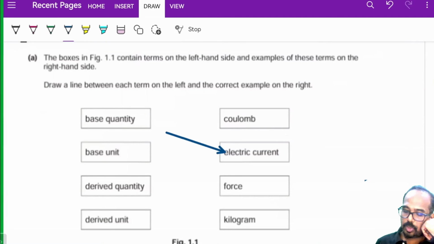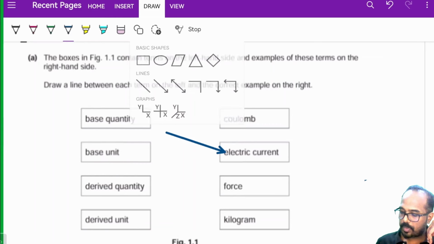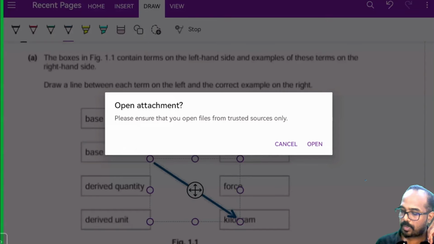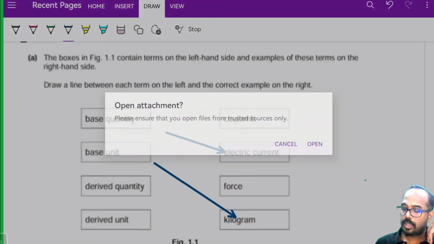Next one is base unit. Check: Coulomb is not a base unit. Force is not a unit, it is a quantity, right? Kilogram is the base unit. Mass is measured in kilogram.